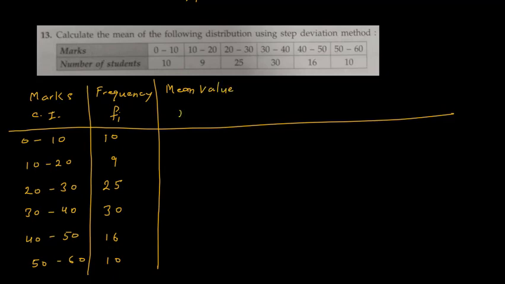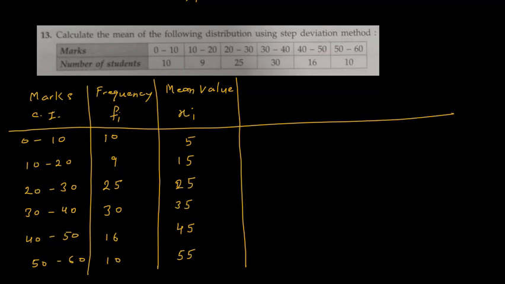Mean value is your xi. So here it is 5, 15, 25, 35, 45, 55. This is the mean value. Then we have to use the step deviation method.